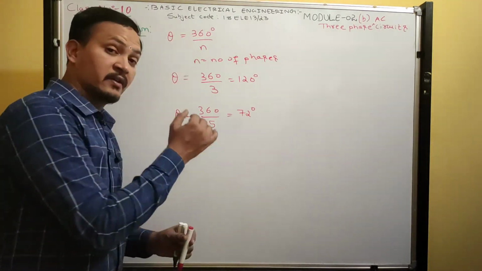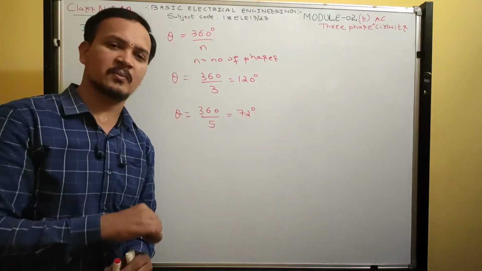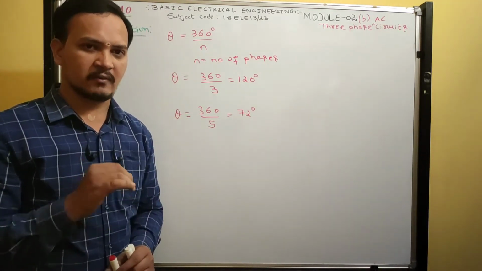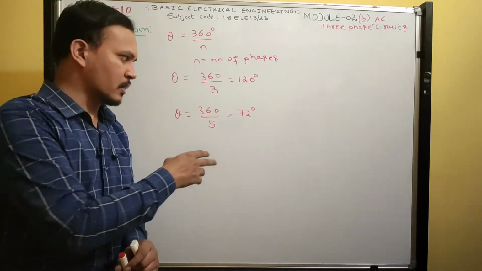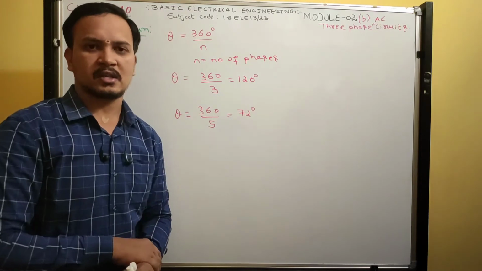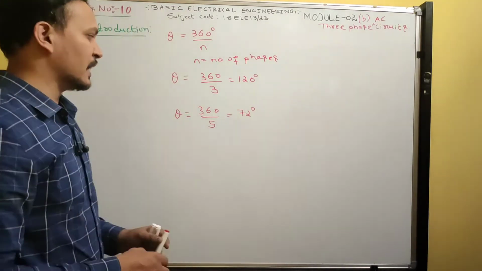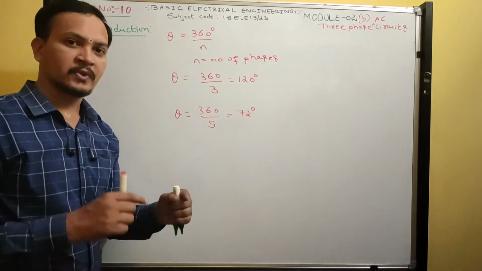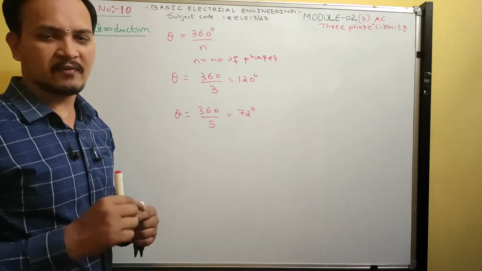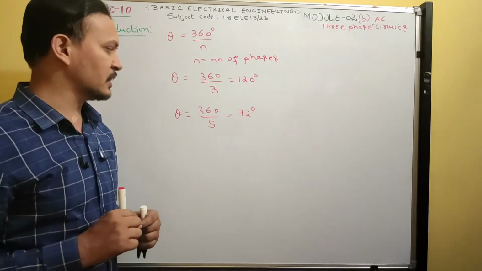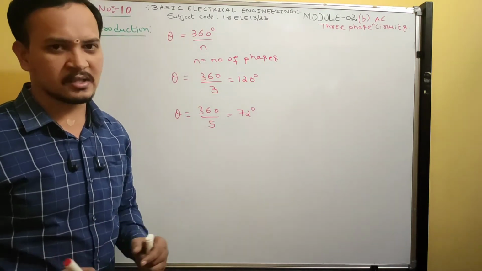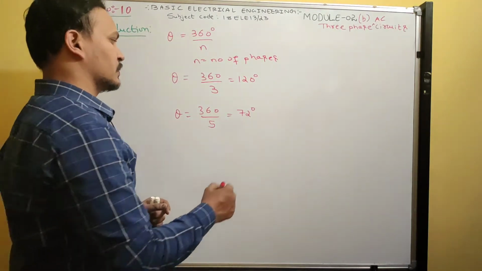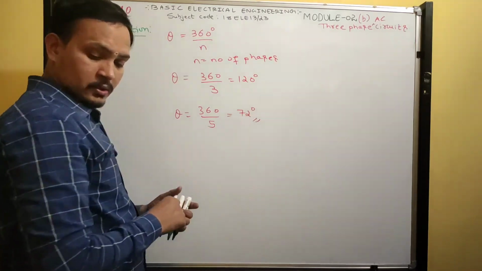It means there are 5 phase voltages having constant magnitude and constant frequency, and all those phase voltages are displaced by how many degrees? 72 degrees. Like that, if it is a 10-phase system, there are 10 phase voltages having constant magnitude and frequency, and all those 10 phase voltages are displaced by 36 degrees. Okay, got it? Understood, guys?